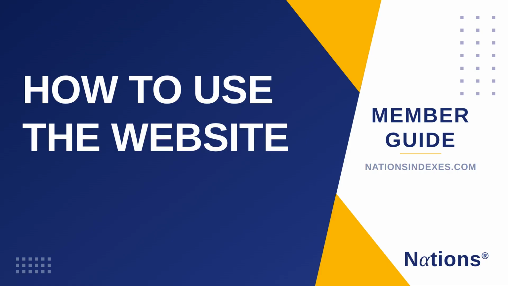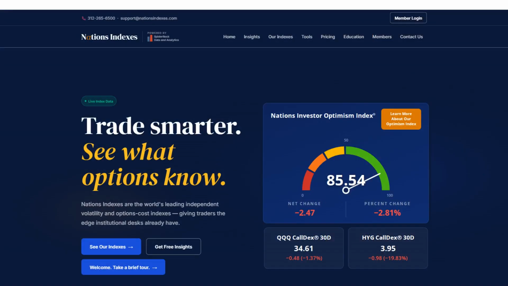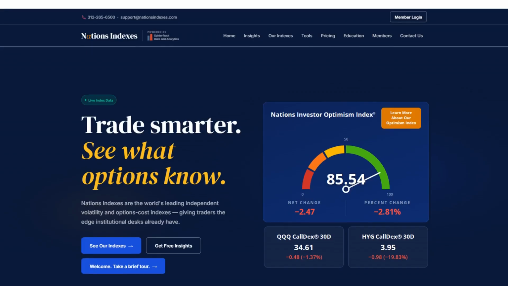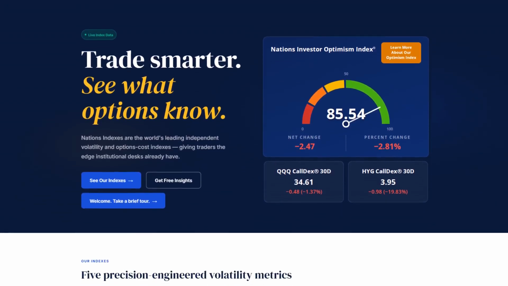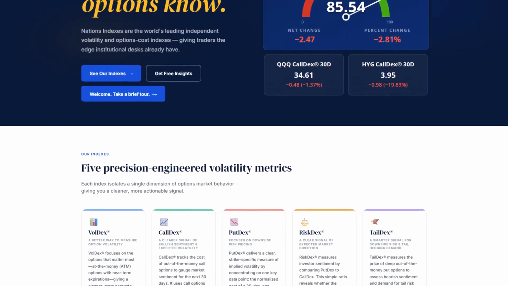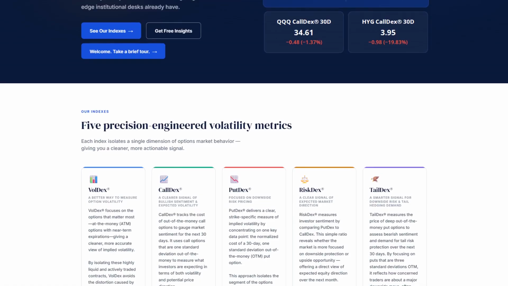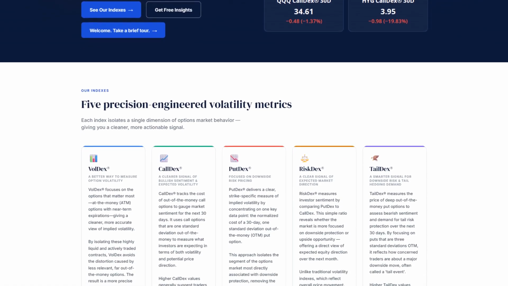Let's tour the website and learn how to use the data and tools we offer to subscribers so you can indeed become a better trader. In this short tour, we'll learn about the 5 indexes, your 3 member dashboards, and the tools that turn those readings into trade ideas. Everything lives in the navigation bar: Insights, our indexes, tools, pricing, education, and members. Member login takes you straight to your dashboards.